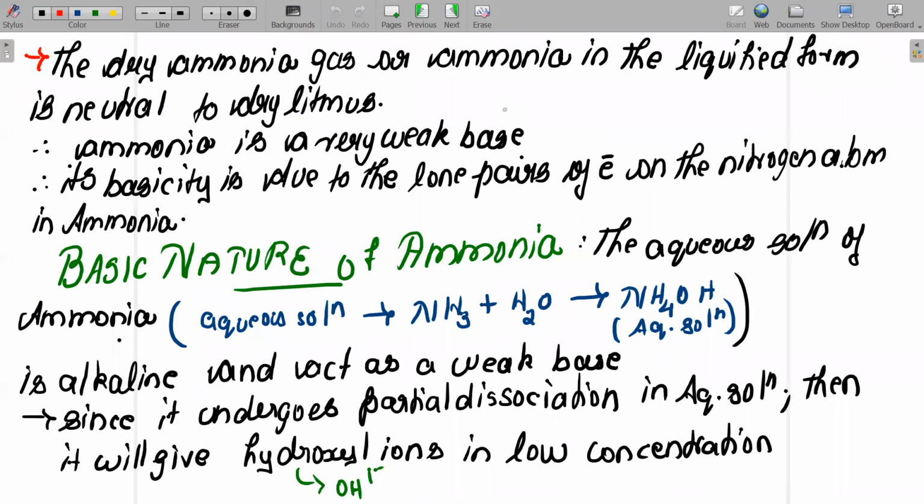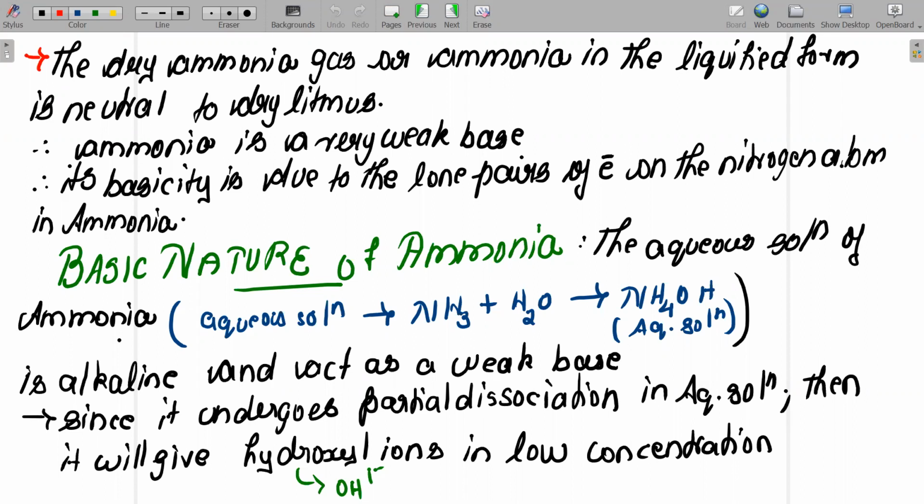Now, dry ammonia gas, or ammonia in the liquefied form, is neutral to dry litmus. We already explained that, right? Dry ammonia is nothing but neutral only. Now, how are you able to understand that they are dry? Ammonia is neutral. You just introduce a litmus paper.